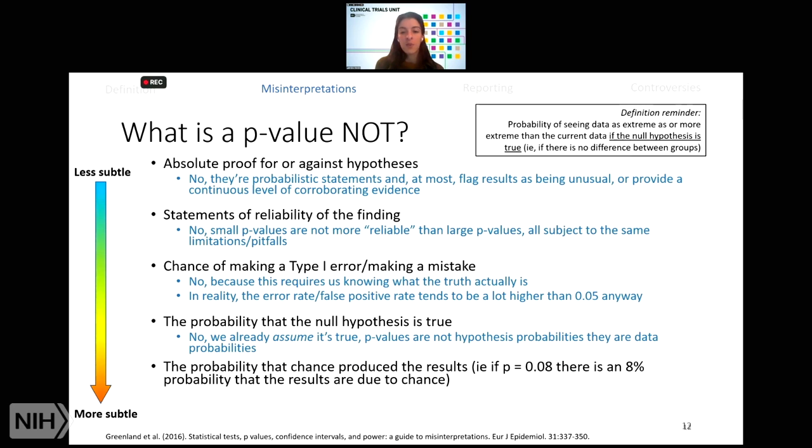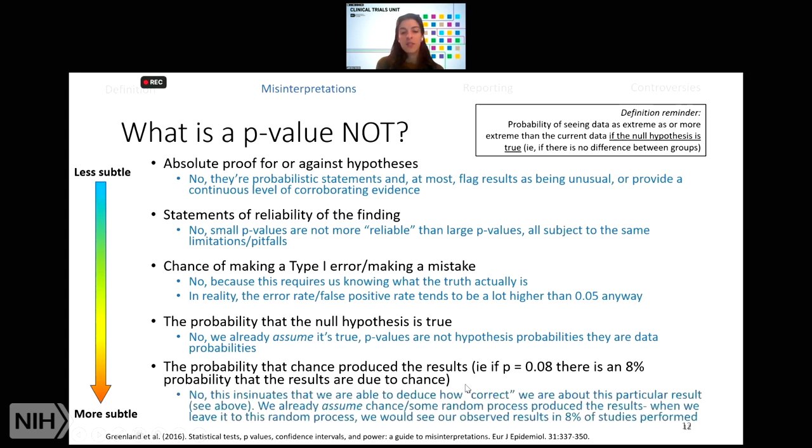inaccurate. And so often we would say something like, if the p-value is 0.08, there's an 8% probability that the results are due to chance. And again, this is sort of insinuating that we are able to know how correct we are with this particular result. And again, we're already assuming that chance is at work here. We're assuming that there is no difference between the groups and that anything that we see is coming from chance. And so, when we leave it to this random process, we would see our observed results in 8% of studies performed. So that's a more true representation of what that means.